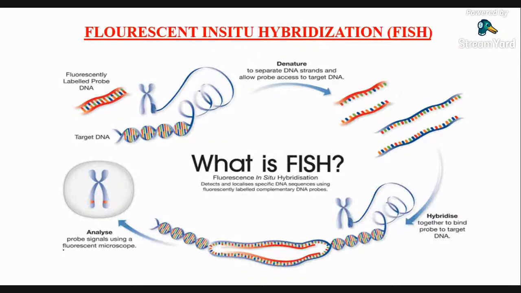The next stage is denaturation, to separate the DNA strands and allow the probe access to the target DNA. Next is pooling the separated DNA strands. Next is hybridization. In this process, the probe DNA binds with the target DNA. And the last one is analysis. The result can be analyzed under a fluorescent microscope.